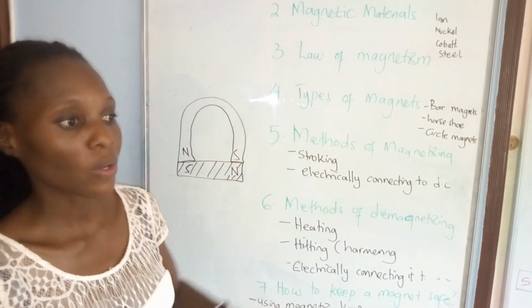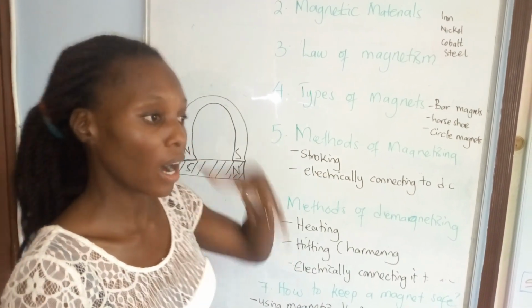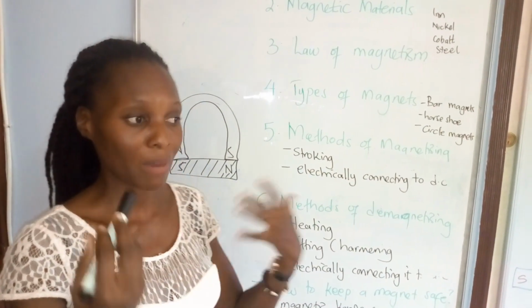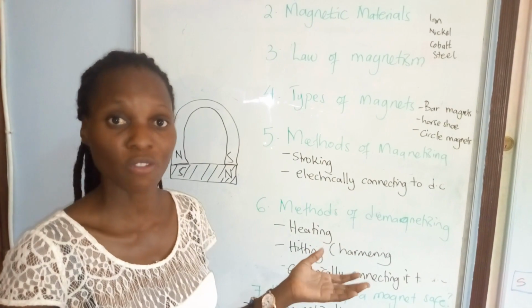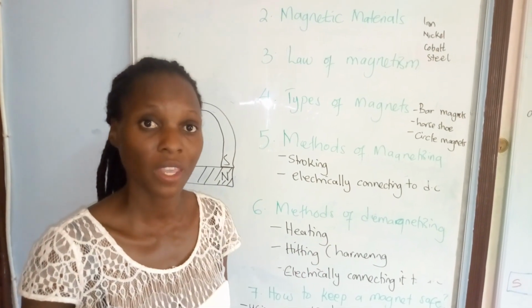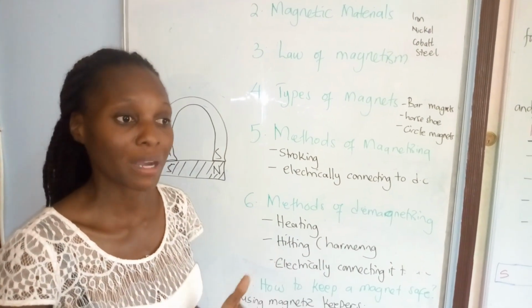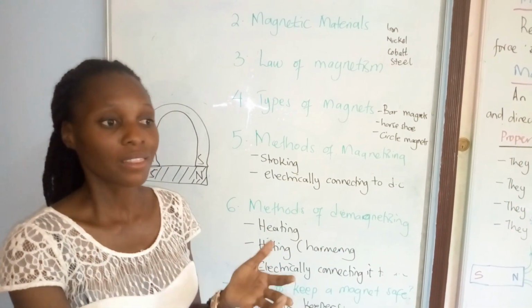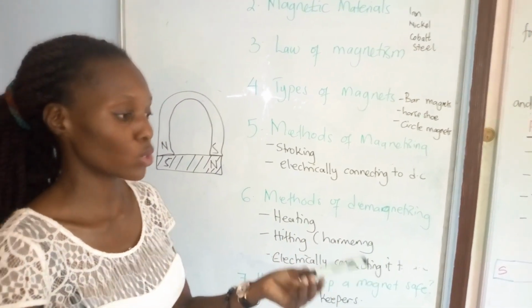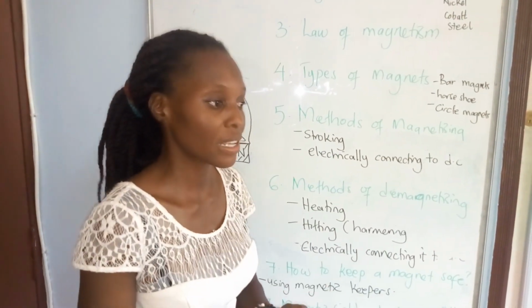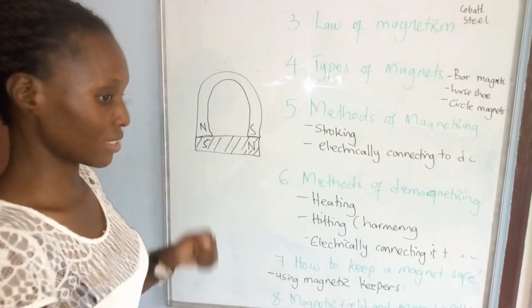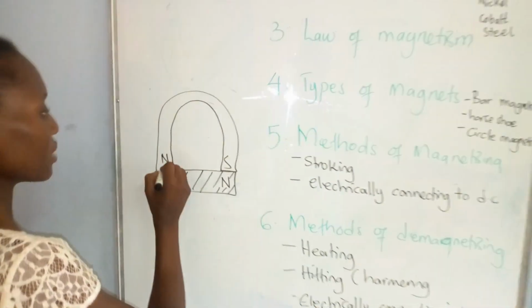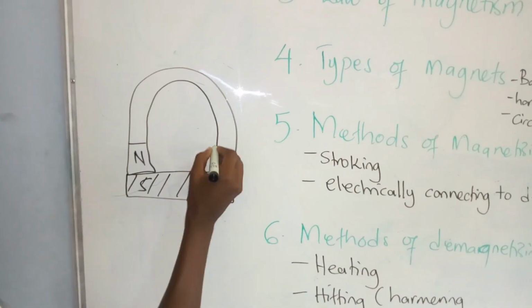Having looked at that, we looked at how to store a magnet. Magnetism can be lost over time if the magnet is not well kept. For you to store your magnet and have it retain its magnetism, you need magnetic keepers. These are simply materials which you put at the ends of a magnet to keep it in a safe position. Let me say this is my magnet with a north and south pole.